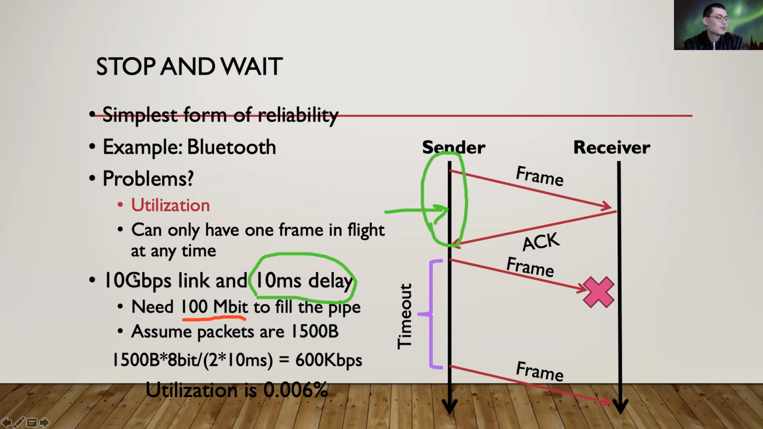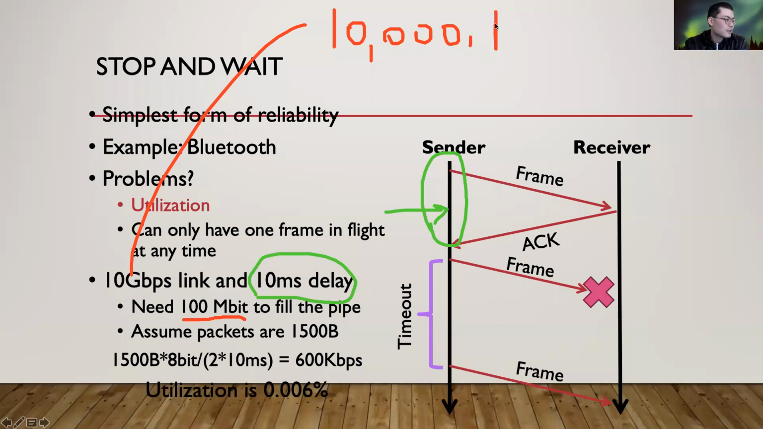Why? Because this is 10G, and 1G is really 1,000 million, so this is 1,000 million bits per second. This is how fast you can put bits onto the wire. And now we have a 10 millisecond delay. 10 milliseconds is 0.01 seconds.